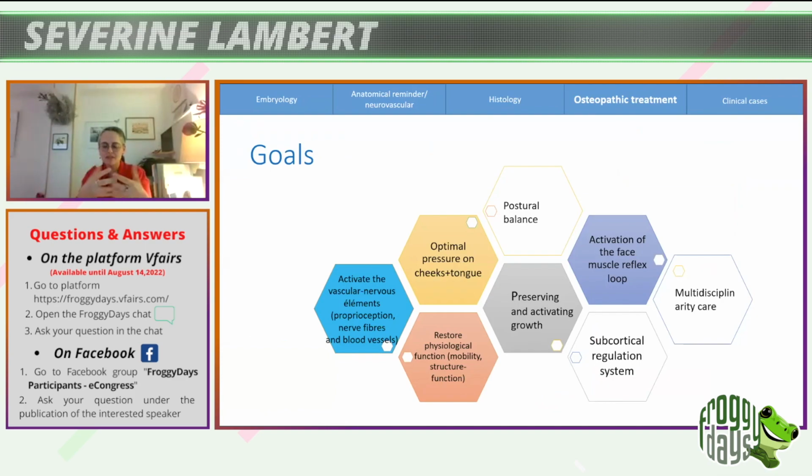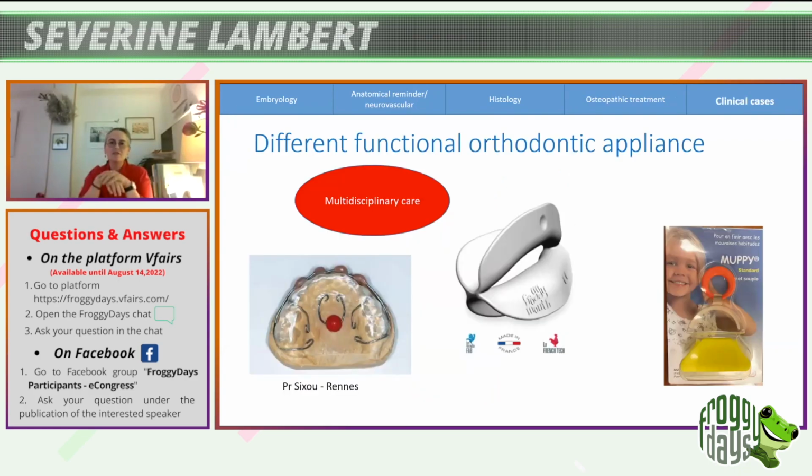We preserve the objective by checking what is important. We activate the face and muscle reflex loop. We are going to activate these reflexes and the way how we can regularize the subcortical system. So it is a multidisciplinary care. So now I'm going to show you some clinical cases as far as the different functional orthodontic appliances are concerned. So a multidisciplinary care.